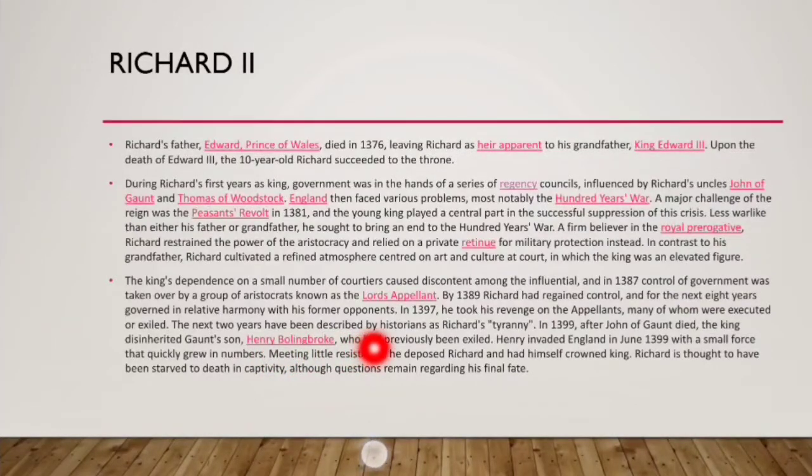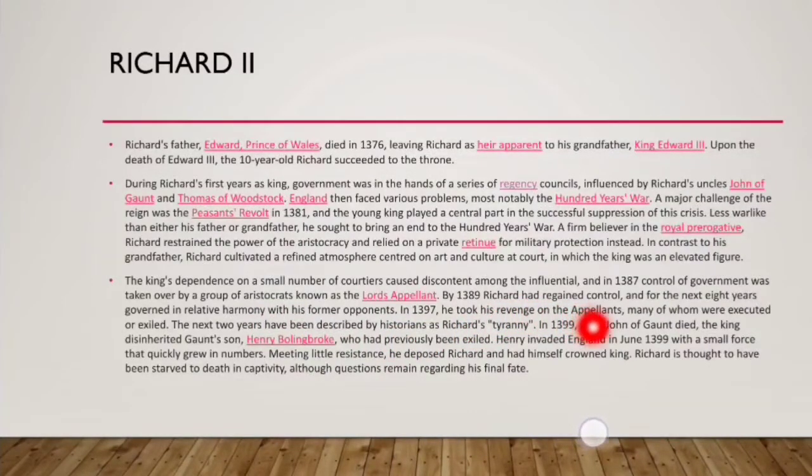So when John of Gaunt died in 1399, now John of Gaunt was a person who was there in the Regency Council, and he influenced Richard II's decisions when he was a child. But when John of Gaunt died, he disinherited John of Gaunt's son, Henry Bolingbroke. Now, to disinherit someone means to take away all the titles from him. So, Henry Bolingbroke was rendered titleless and he was exiled.